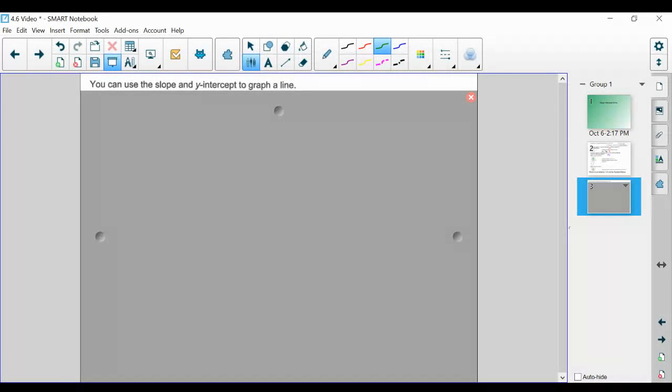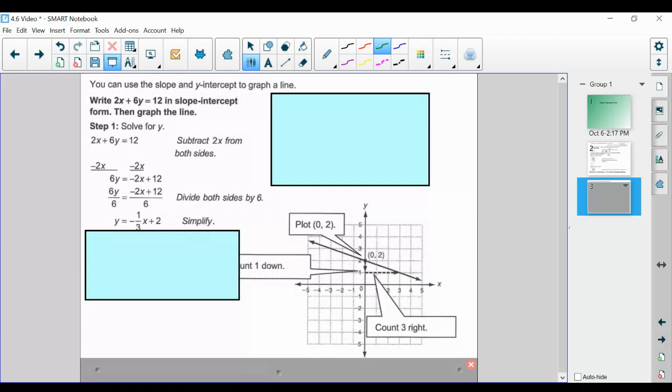So if you are given y equals mx plus b, then you can start to go from there. But sometimes you're not going to be given that. Sometimes you're going to be given an equation that's written a little bit differently. Let's say you're given 2x plus 6y equals 12, and we want to write that in slope-intercept form. Then we're going to graph the line. So the first thing we need to do is solve for y.